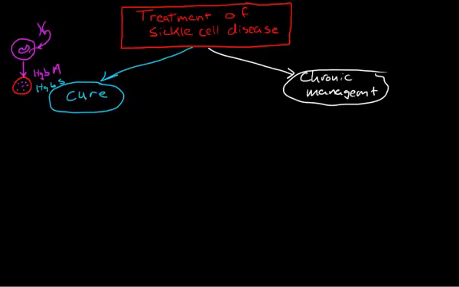So how do we cure this disorder? Well, we do a hematopoietic stem cell transplant. We give a person a treatment to remove their hematopoietic stem cells, including their erythropoietic stem cells, so both the stem cells that create red blood cells as well as the stem cells that create white blood cells, and we replace them with a healthy donor. So the cure is by hematopoietic stem cell transplant.